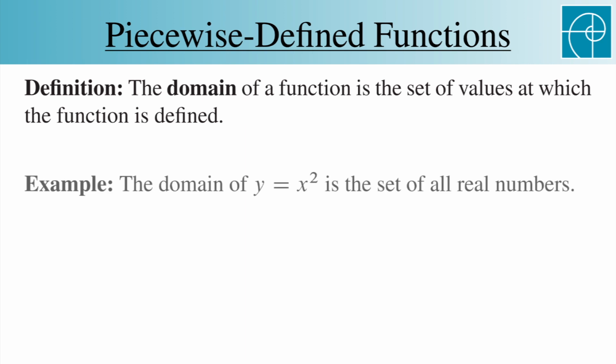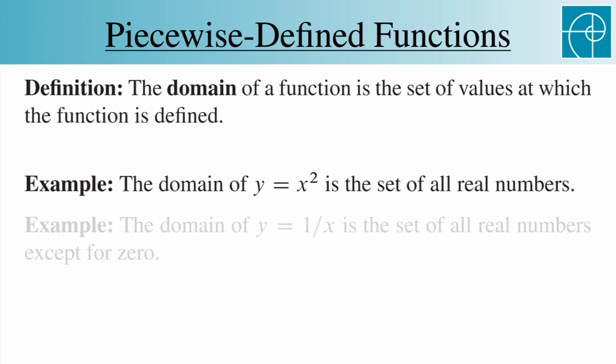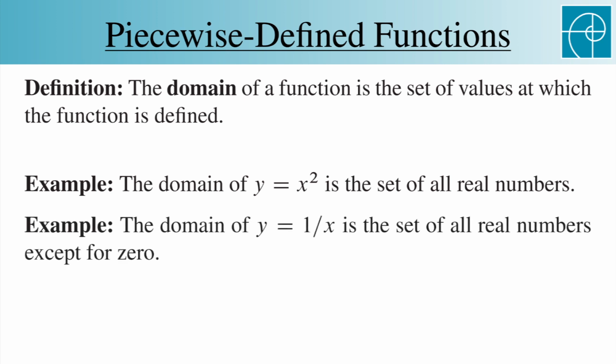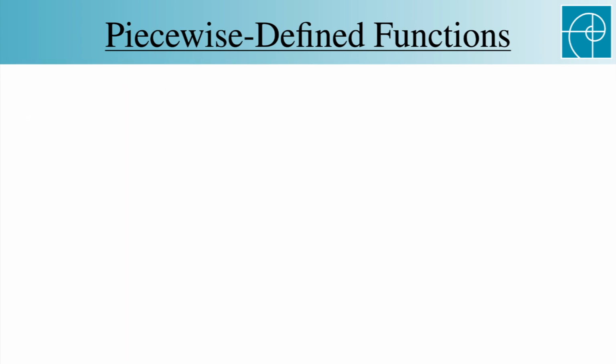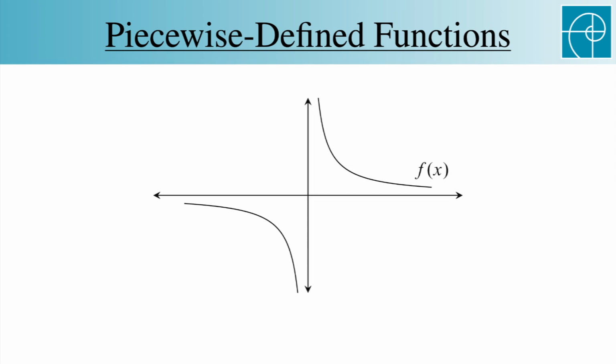So, for example, the domain of x squared is the set of all real numbers, and the domain of 1 over x is the set of all real numbers except for 0, since 1 over 0 is undefined. But that's not the whole story of domains, because we can always restrict a domain more than the natural restrictions of a formula require. For example, take 1 over x. If we want, we can restrict this function to the positive real numbers.